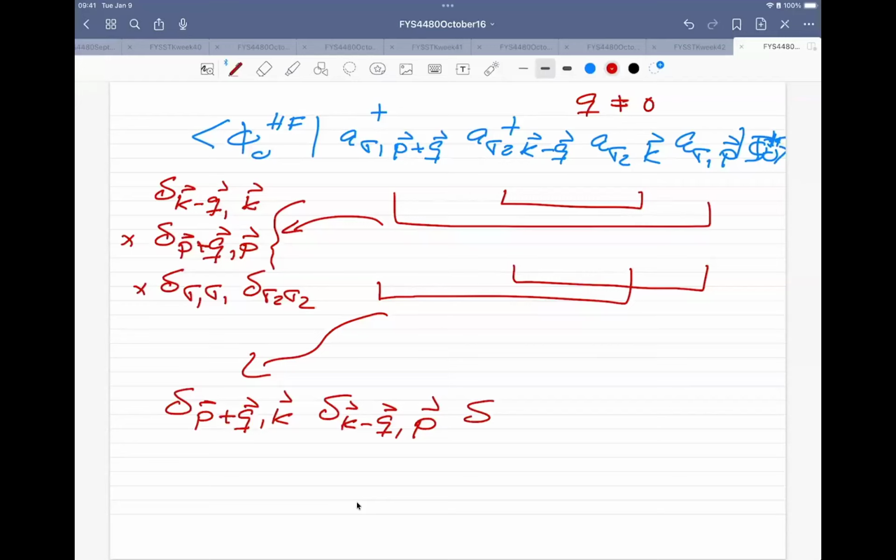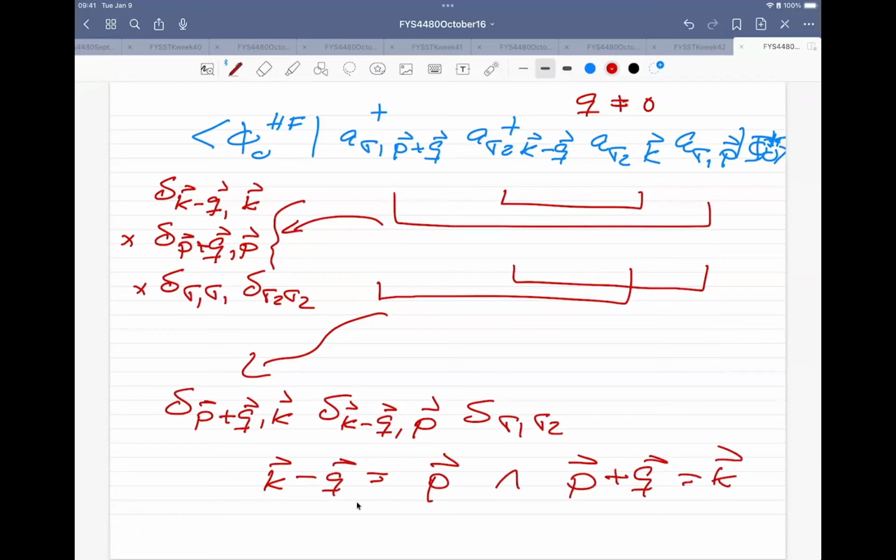And then I have a delta of sigma 1, sigma 2 here. And in that specific case, it means that the double sum over the spins reduces just to a single sum. Okay? Does that make sense? So if I bring everything together now, K minus Q is equal to P, and obviously, the other one gives me P plus Q is equal to K. So I can reduce the summation to just a summation over one of the spins. So it's a spin up and spin down.